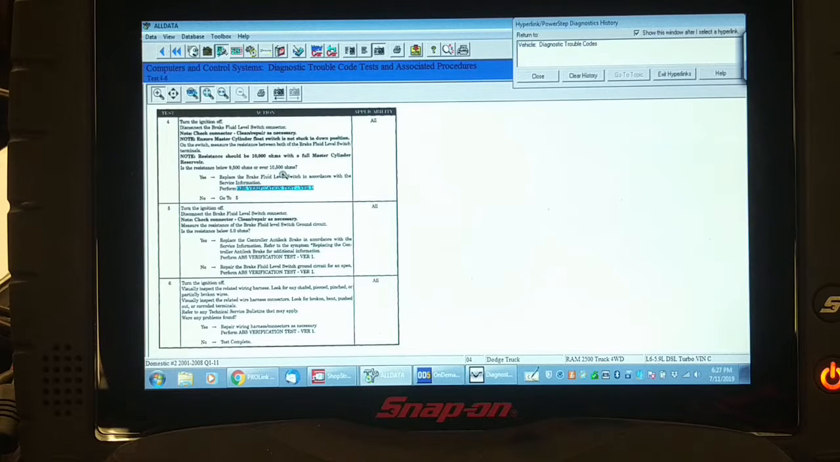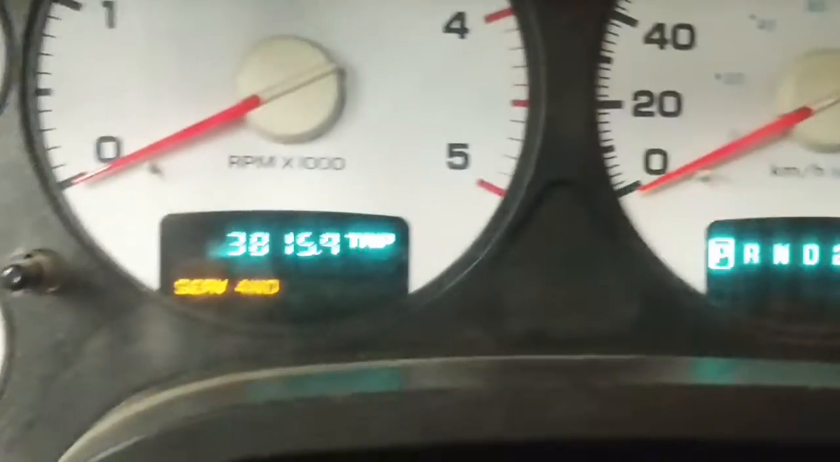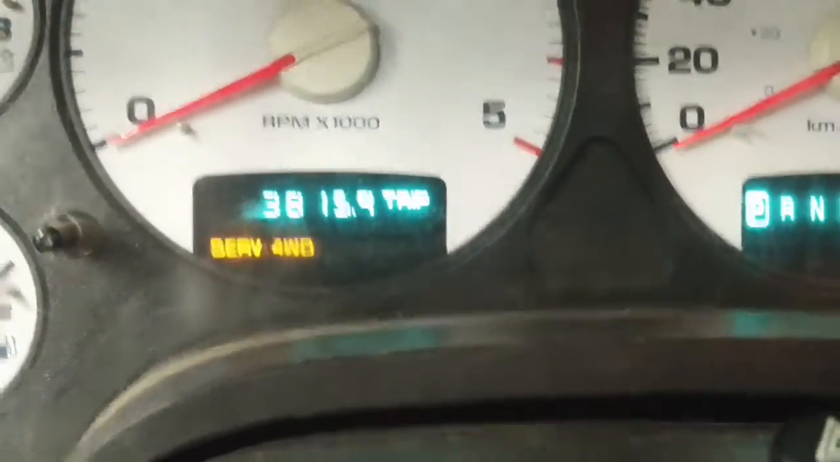Well, I didn't do that. What I did was I used a variable resistor box, and I dialed up 10,000 ohms across the connector, and the brake warning light is out. So I'm sure it's a low fluid level sensor in the master cylinder. The brake fluid warning light will come on if it's open circuit or shorted to ground.